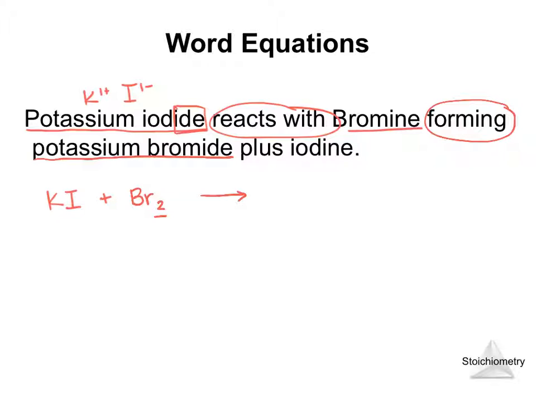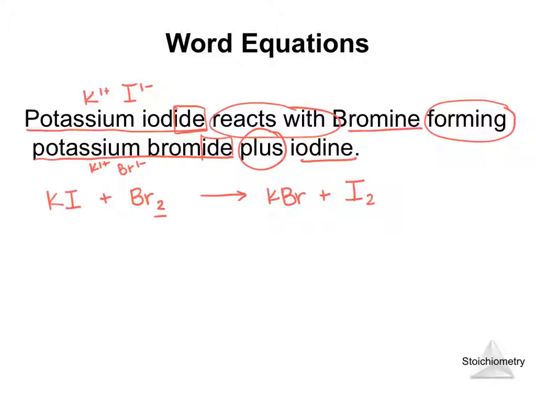Potassium bromide. We already said at the beginning, potassium is a metal, so it's going to be K1 plus. And then bromide, that "ide" ending tells me it's bromine with a charge. It's going to be KBr. Plus iodine. Okay, so again, it's not a compound, it's just iodine. So I'm going to go to my list of diatomics, and iodine is on there. So it's going to be I2. If it wasn't on the list, you would just write I, and then you'd be done.